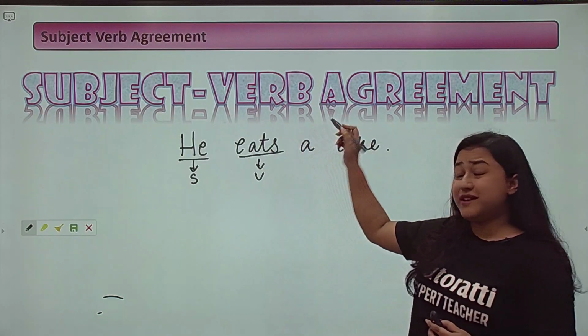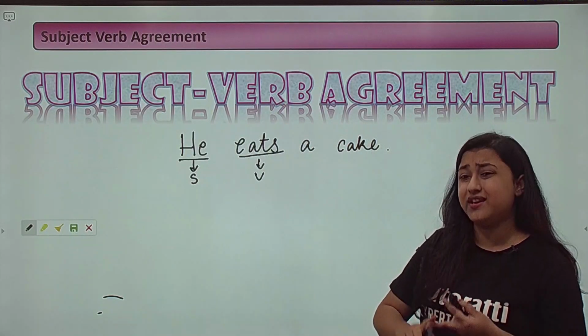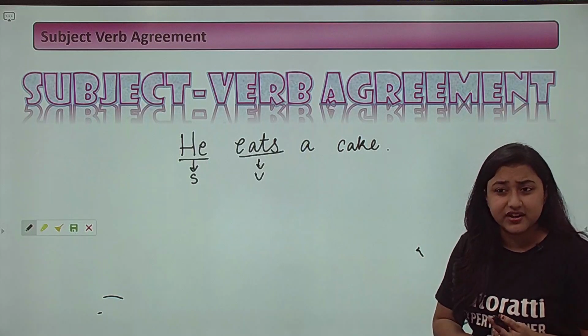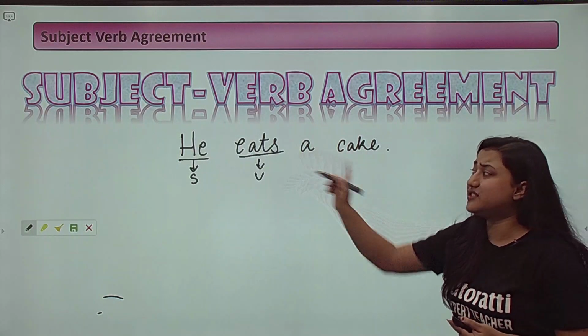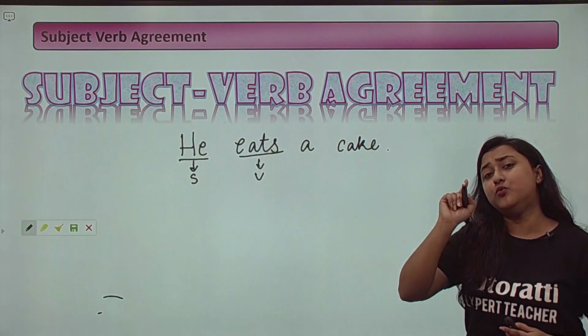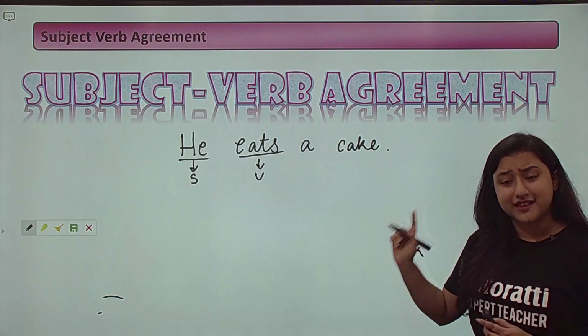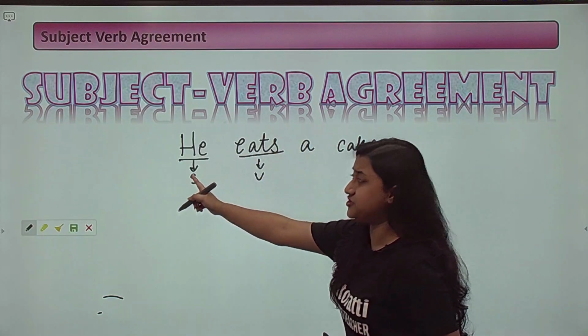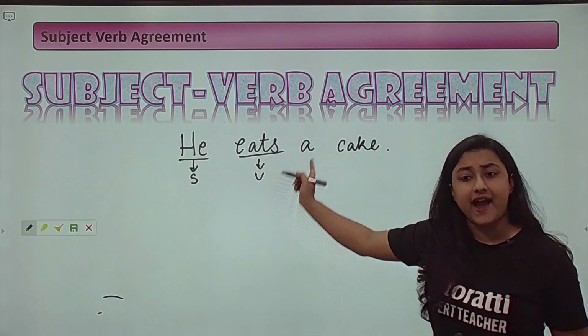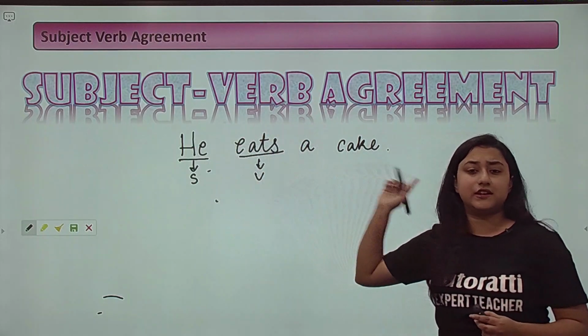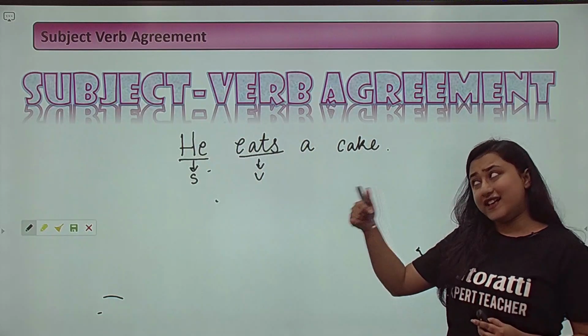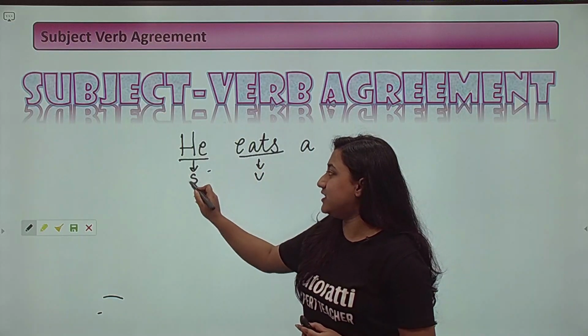Now what do we mean by agreement? It means two people can agree together. How will two things agree with each other? So we have only one rule for that. That is, a singular subject will take a singular verb and a plural subject will always take a plural verb. So as you can see, he is a singular subject.